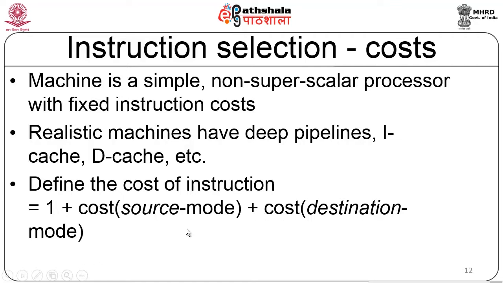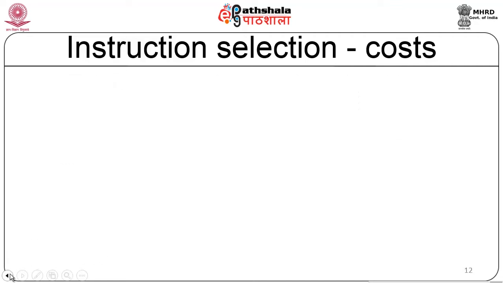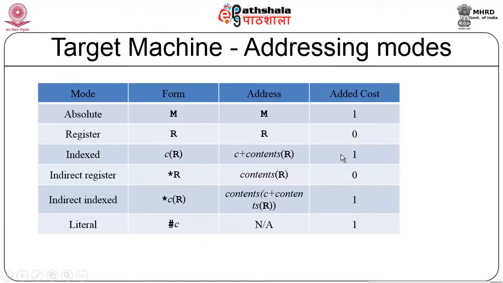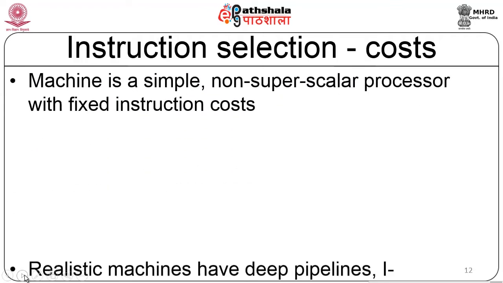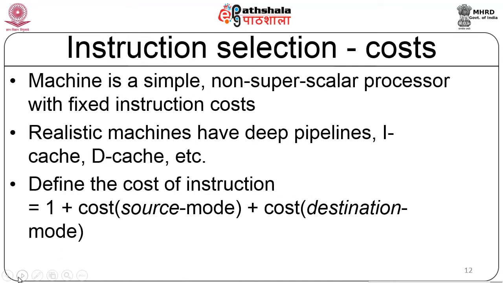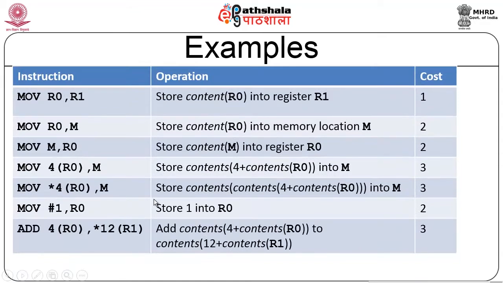Now, to compute the cost of source mode and cost of destination mode, whatever we have done earlier is what you are going to refer to. Other than that, it is going to be 1 plus cost of source mode plus cost of destination mode. Now, on to an example here. Let us take this, move R0 comma R1, this is your source, this is your destination. This 1 here is for the move. We already know that if it involves R0 or R1, it is not going to cost you anything. So the cost is going to be 0. So it is 1 plus 0 plus 0, which is again 1.